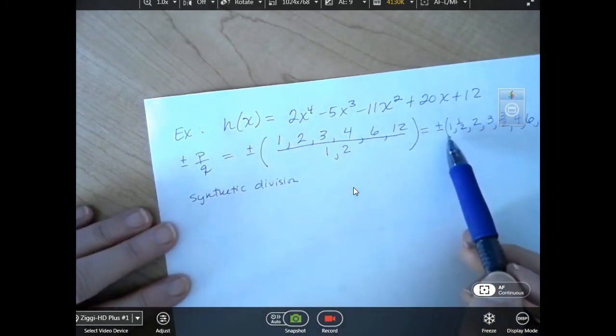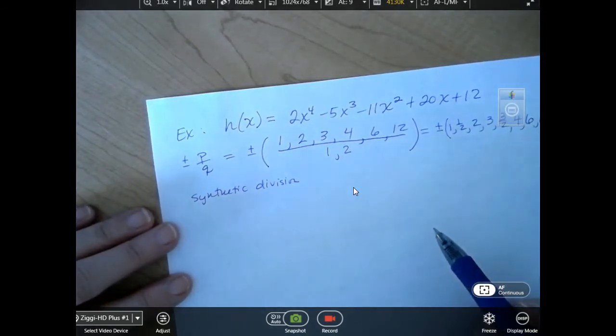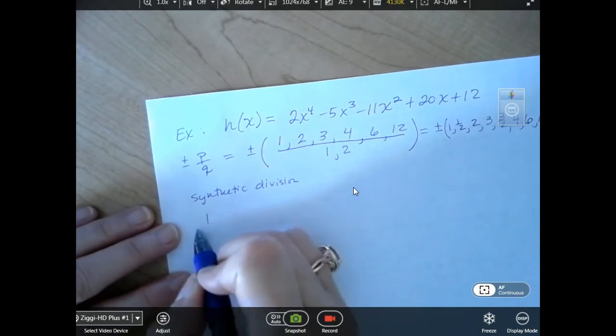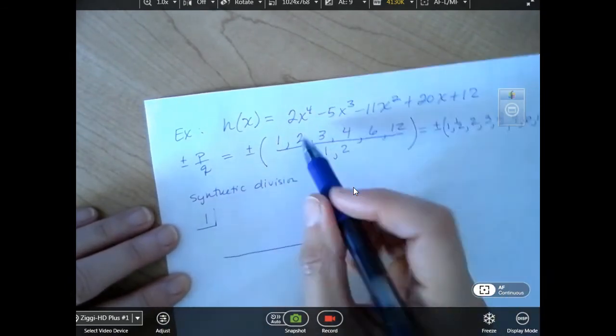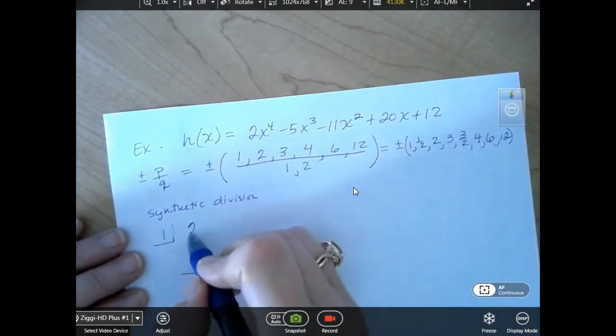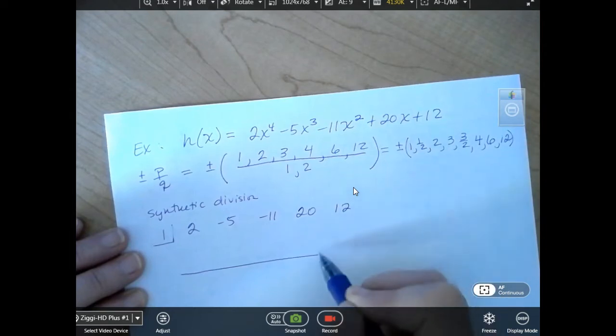And you just have to kind of start somewhere. So let's just start with the number 1. Sometimes it'll work for you, sometimes it won't. So I'm going to list all of my coefficients. So I have 2, -5, -11, 20, and then 12.